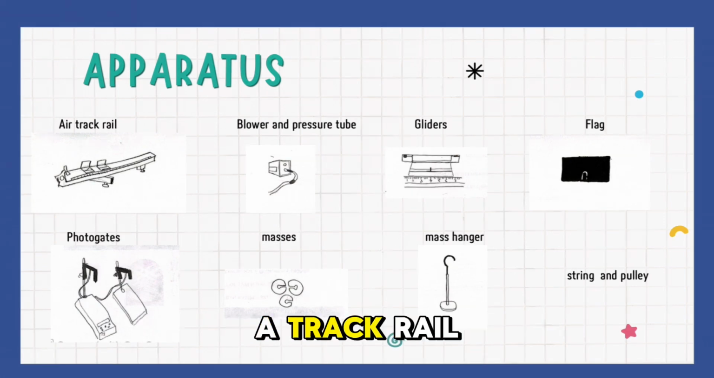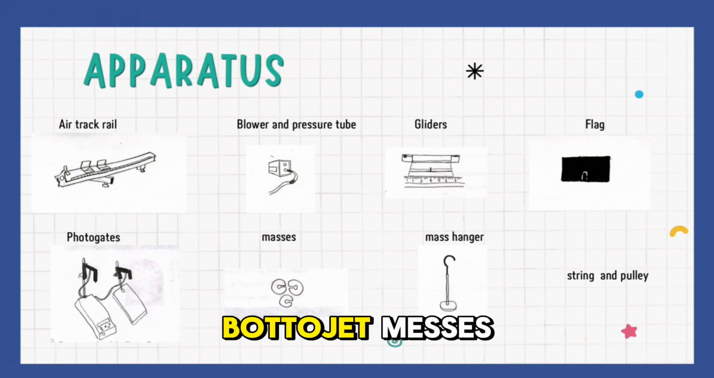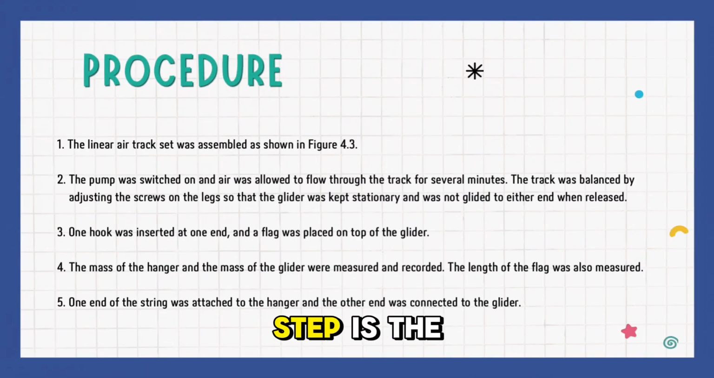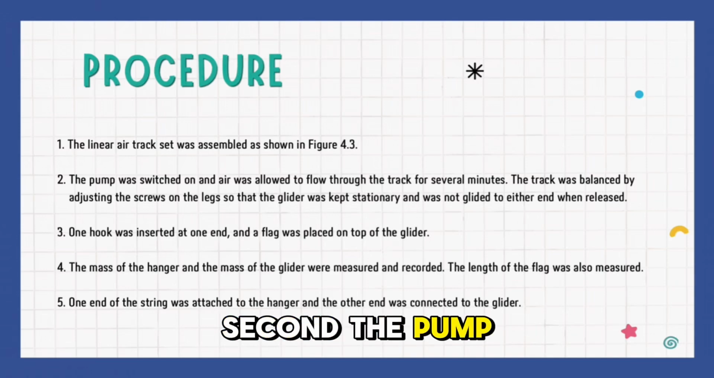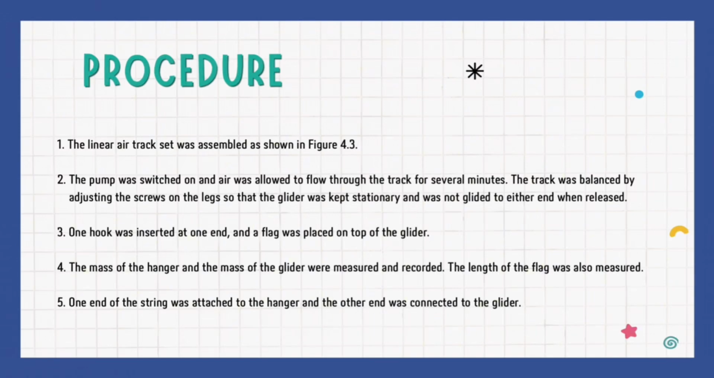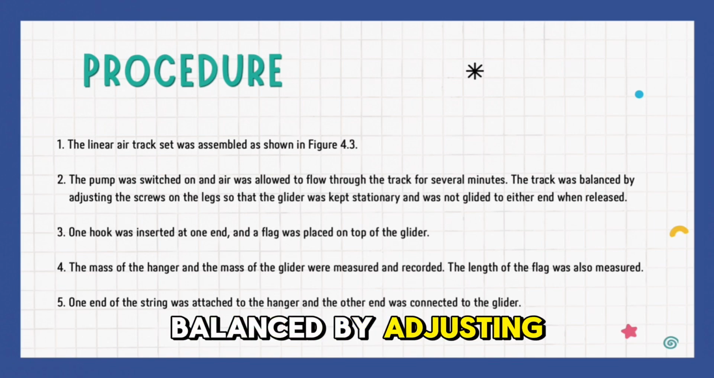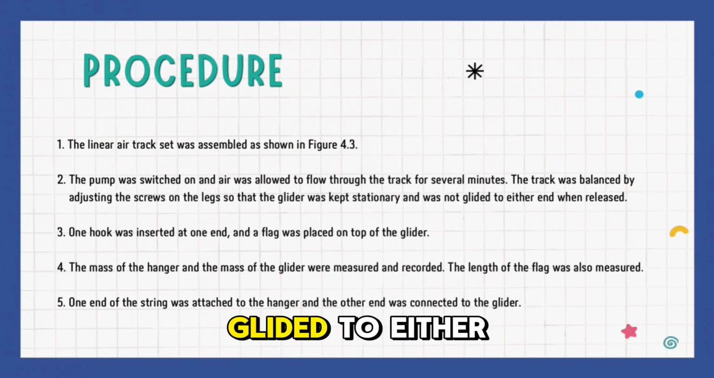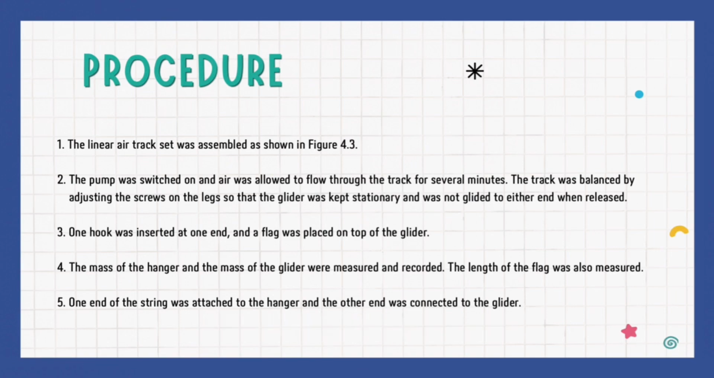First, we need a track rail, blower and pressure tube, gliders, flag, photogate, masses, mass hanger, string, and pulley. So, the first step is the linear track set was assembled. Second, the pump was switched on. The air was allowed to flow through the track for several minutes. The track was balanced by adjusting the screws on the legs so that the glider stayed stationary and did not glide to either end when released.